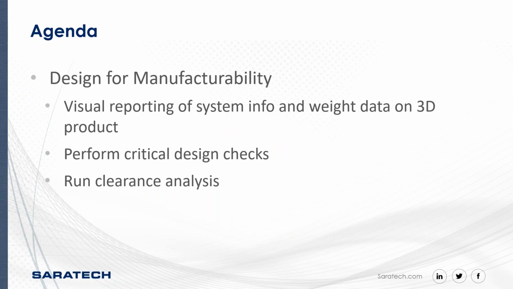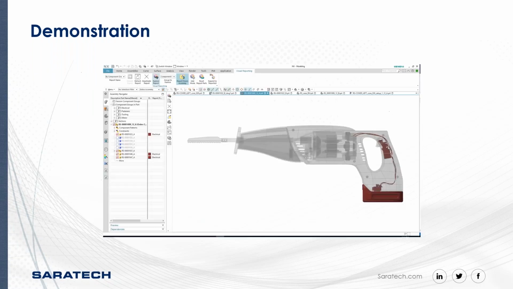Sure. So the biggest thing that I want to take away for today's CES session is that I want to review design for manufacturability. So the assembly that I'm going to be reviewing with you guys today is in the life cycle process. It's almost ready for manufacturability. We just want to make sure that we can push it and ensure that it is ready for the manufacturing floor. And the way that we're going to do that is with visual reporting systems of the 3D products information and weight data. We're also going to perform critical design checks while also running a clearance analysis. So let's hop into the 3D space.